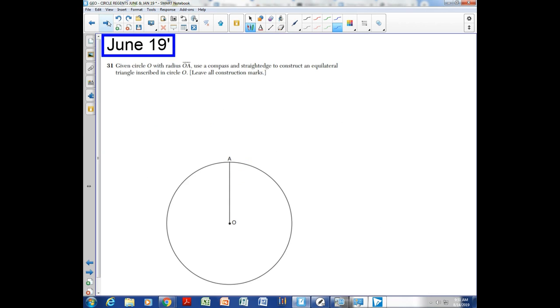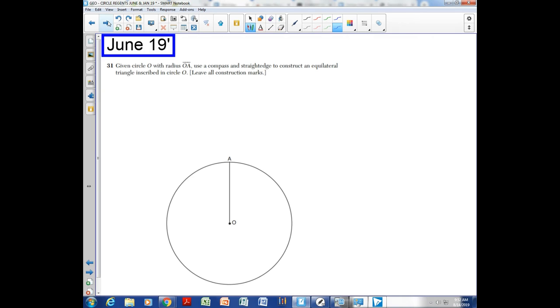Okay, let's move forward. We're going to finish off June 19 with a quick construction. It says, given circle O and radius OA, use a compass and a straightedge to construct an equilateral triangle inscribed in circle O, which means all three vertices of the equilateral triangle need to be on the circle. What that really means is, how could we divide a circle into three equal arcs? If you divide an entire circle, 360 degrees, into three, you get 120. So we're really trying to create three 120-degree arcs.